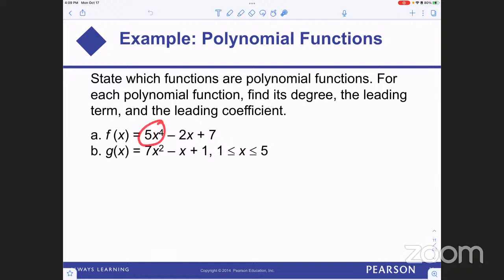Sometimes these terms are out of order. So when we work on our polynomials, it is a good idea to put them in descending power order. Okay. All right. So if we're looking at B, if you had to guess, would you guess that this is or is not a polynomial?